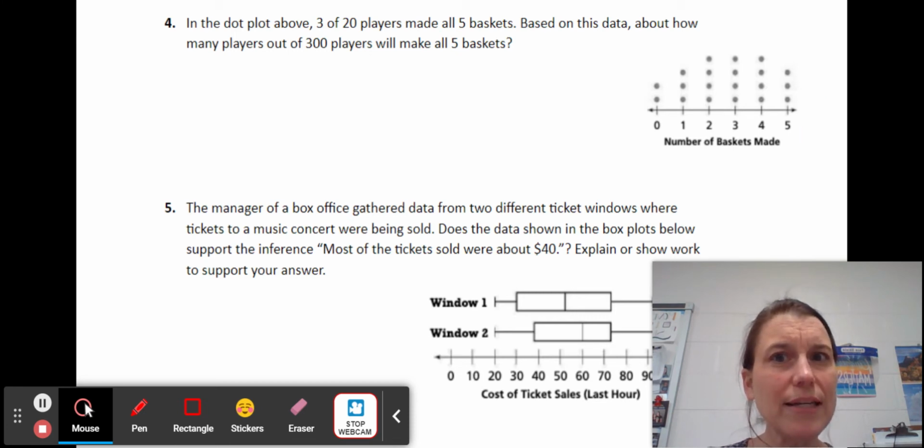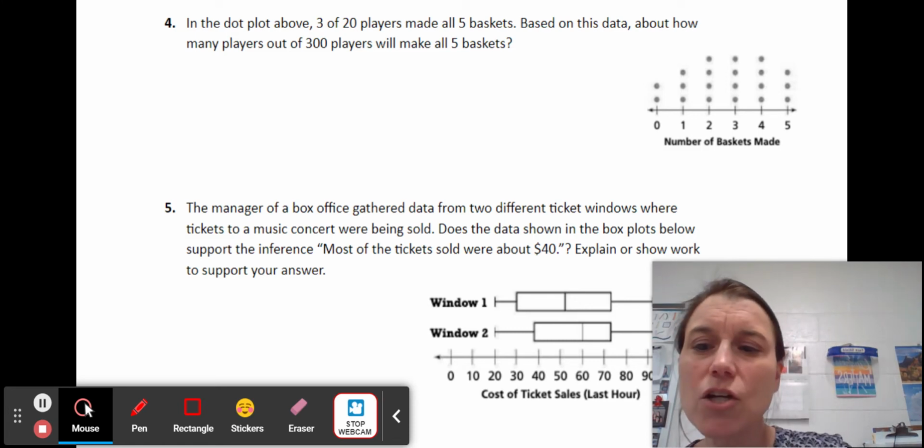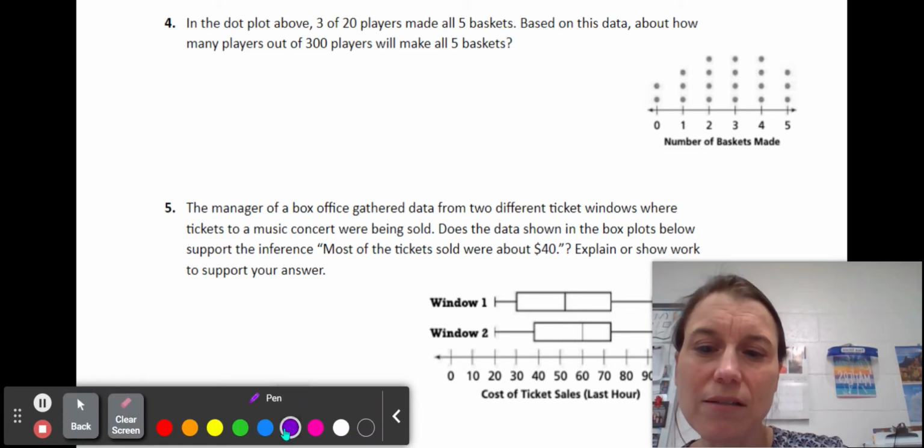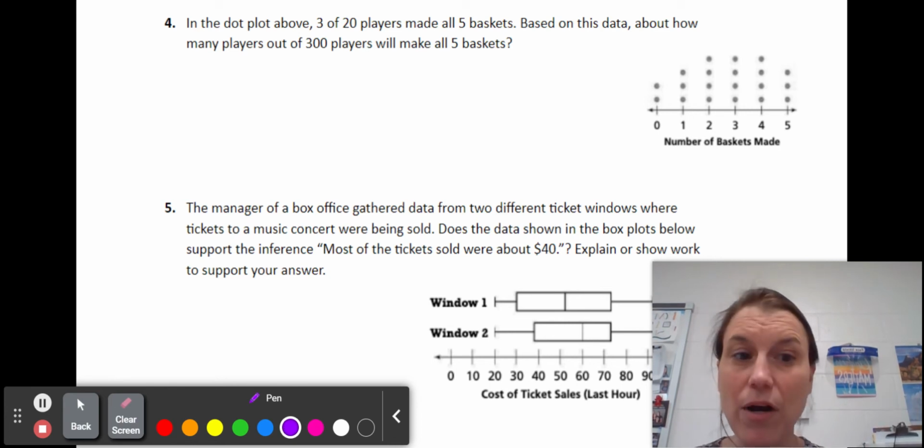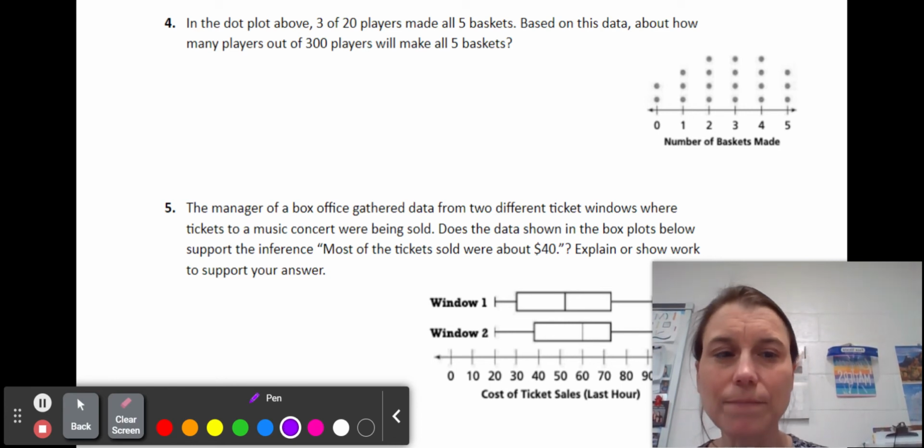So the question is then, if that's 3 out of 20 players made every basket, how many out of 300? If you had 300 people playing this game, how many would make all 5 baskets? So you might want to know that question because let's say getting 5 baskets, you get the grand prize. So they want to know how many grand prizes to have.